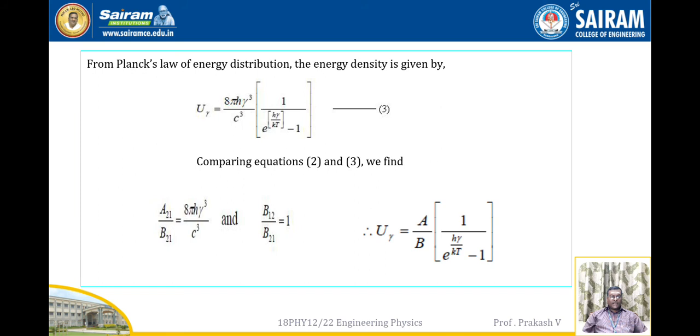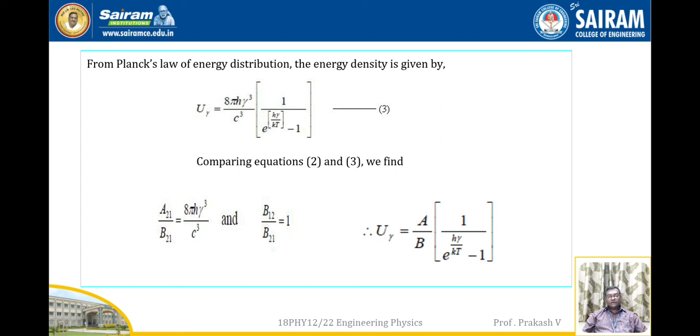According to Planck's law, the energy density of the incident photon is given by U mu is equal to 8 pi h nu cube by c cube into 1 by (e to the power of h nu by kT minus 1). So consider this as equation number 3.